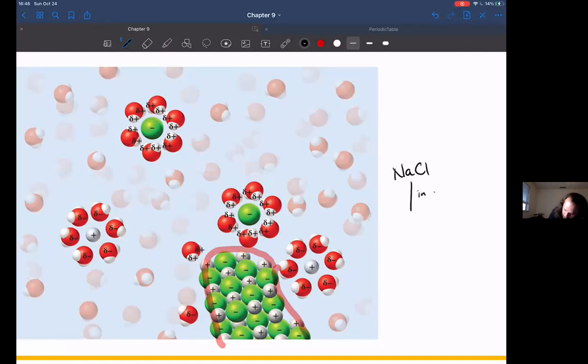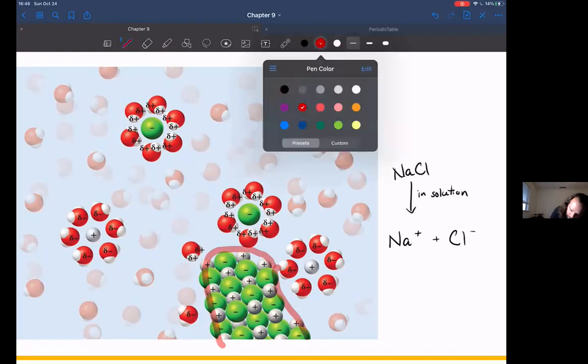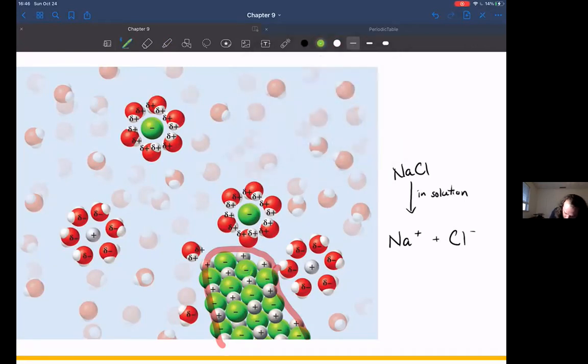So in solution, instead of being sodium and chloride stuck together in this large network solid, it will break apart into its sodium ions and its chloride ions. Okay, so just to color here, I have my orange or my green sodium ion, my green chloride ions. Your chloride ions are now separated from your sodium ions. There's no longer a bond, and they're both surrounded by water.